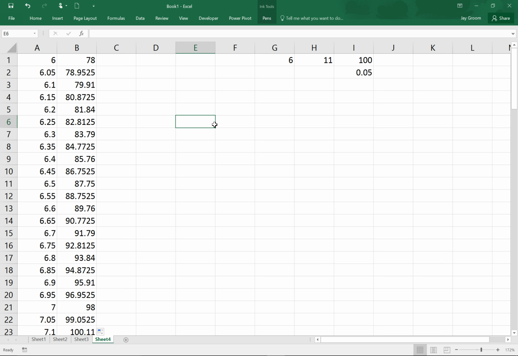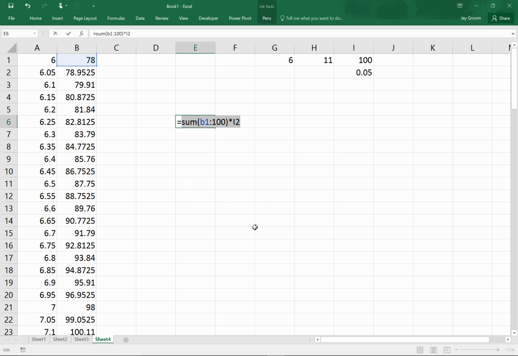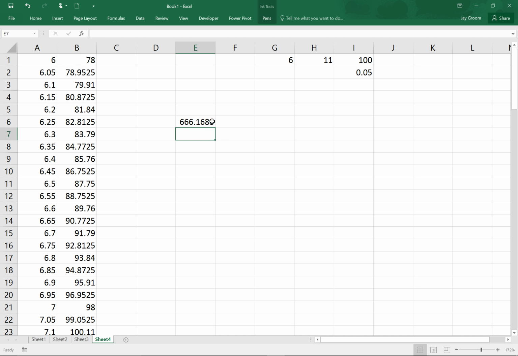Okay. So then if I just do equals the sum, parentheses, and I'm just going to type it in because I'm kind of lazy, so B1 to B100 times my delta x. What just happened? There's a problem with the formula. B1 times B1. There you go, B100. There we go. 666.